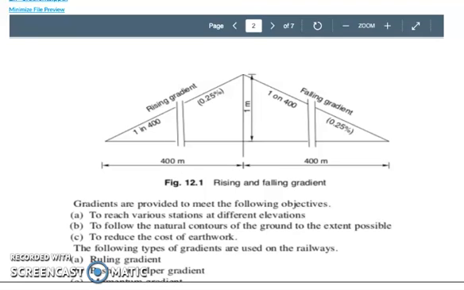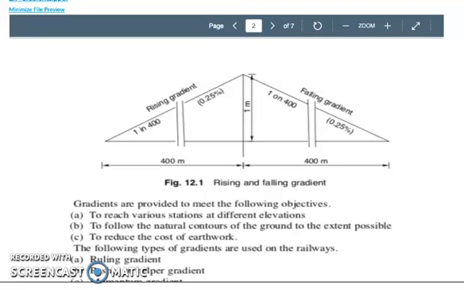We have to take note that gradients are provided to meet the following objectives. The first objective for the provision of gradient is to reach various stations at different elevations. As the train travels on the railway track, it will encounter different elevations, so it will have different gradients. As it travels from one station to the other, it will travel in different elevations.